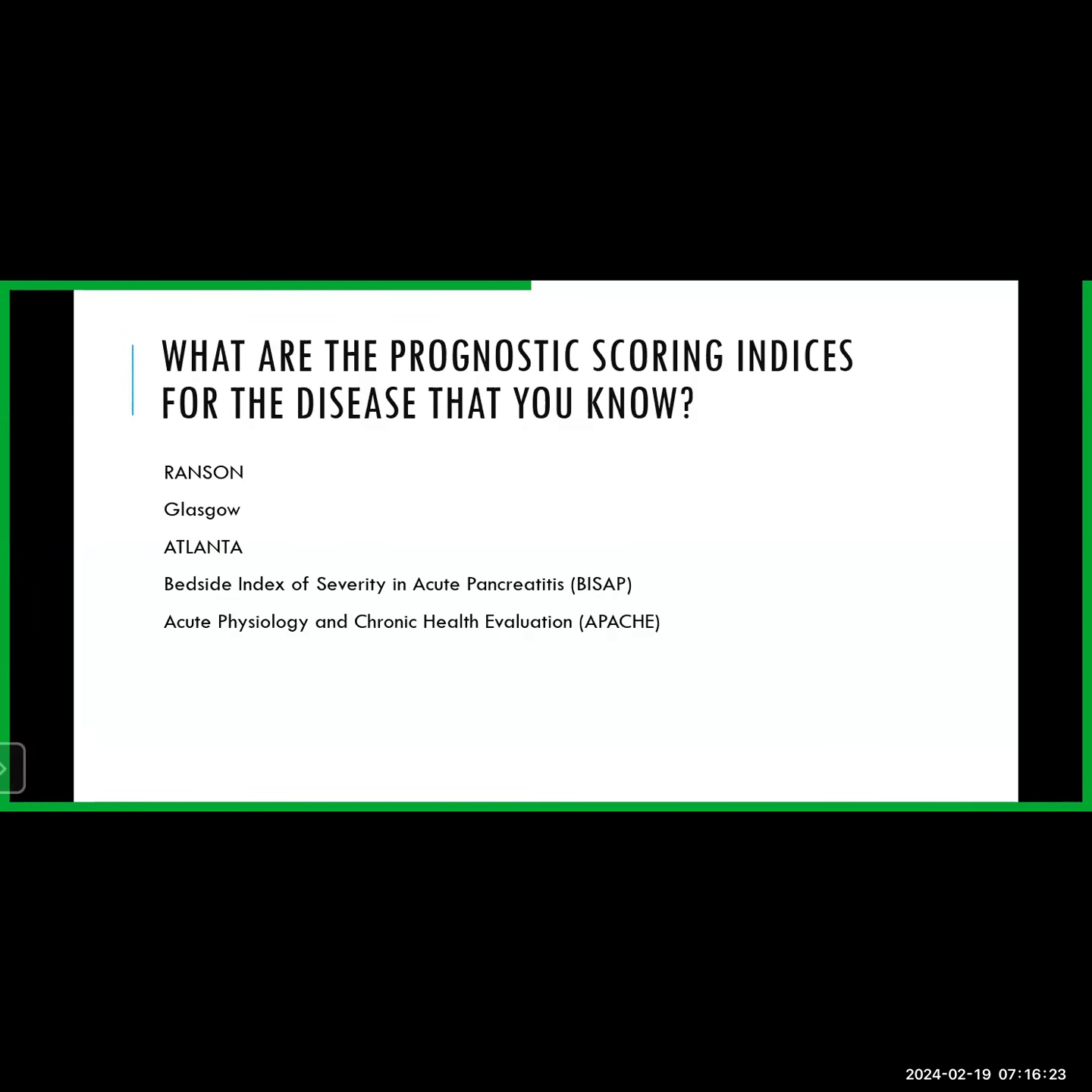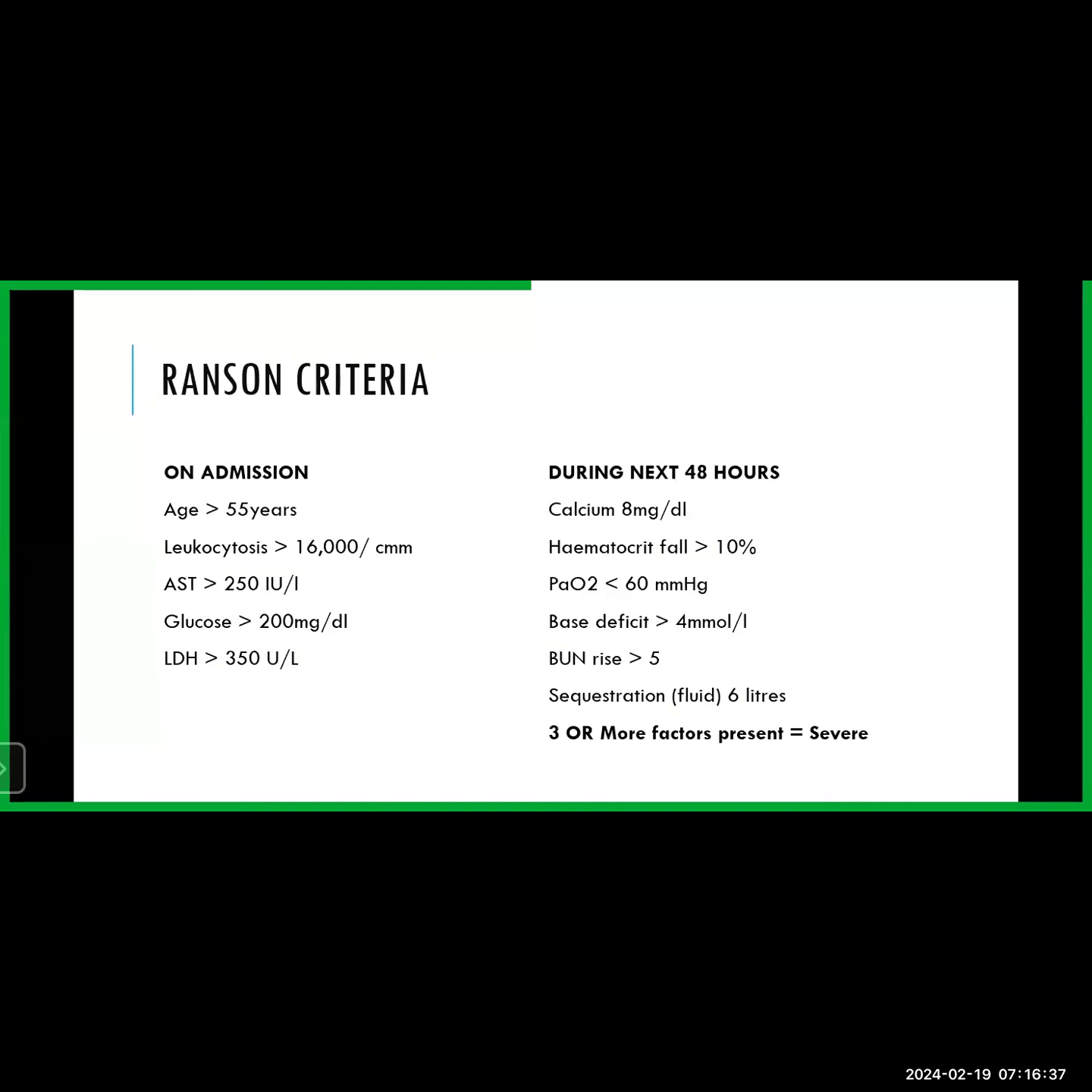What are the prognostic scoring indices for the disease that you know? Okay, so there's Ransom, there's Glasgow, Atlanta criteria, the BISAP, and APACHE. So I just run through them quickly.